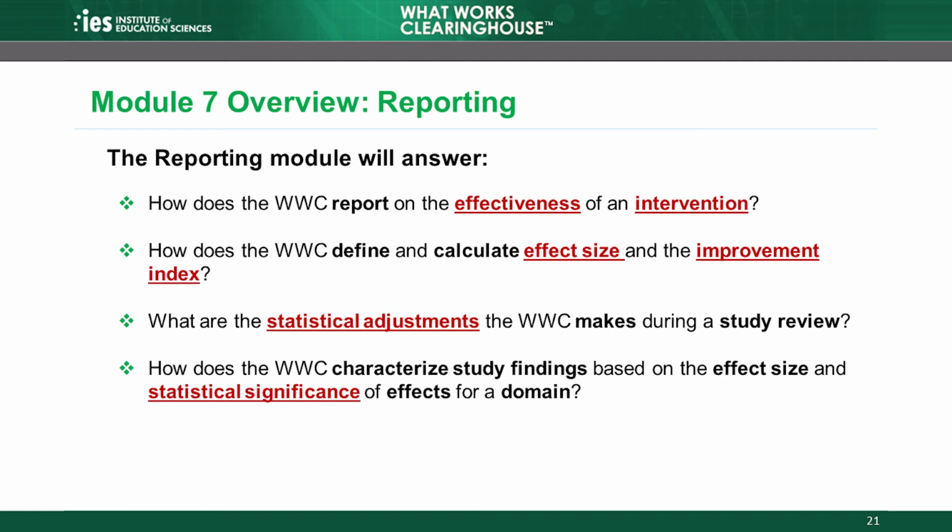The seventh module reviews how the WWC reports on the effectiveness of an intervention. It discusses the WWC's procedures for reporting review findings. We explain how the WWC defines and calculates key elements for reporting, including the effect size and improvement index. Additionally, we describe the statistical adjustments that the WWC may make during the process of a study review, and explain how the WWC characterizes study findings.